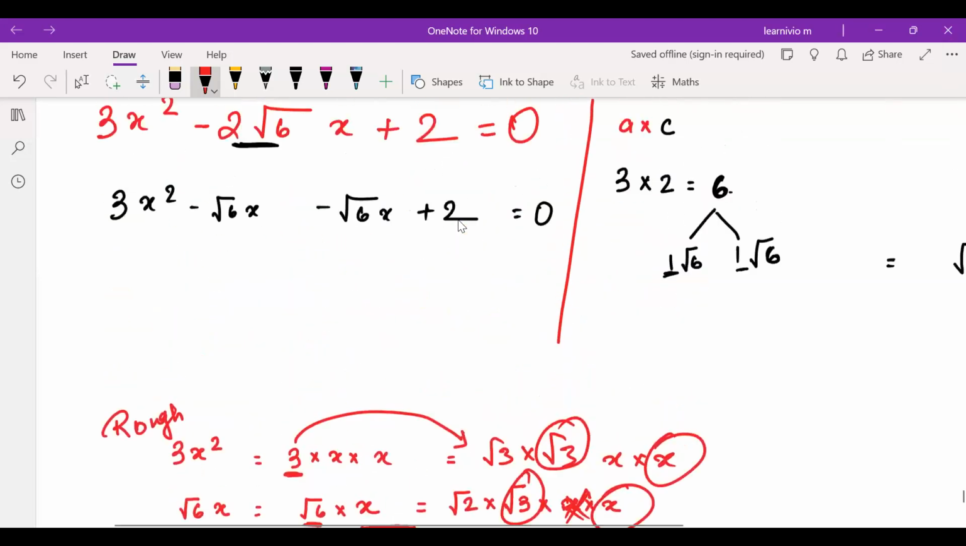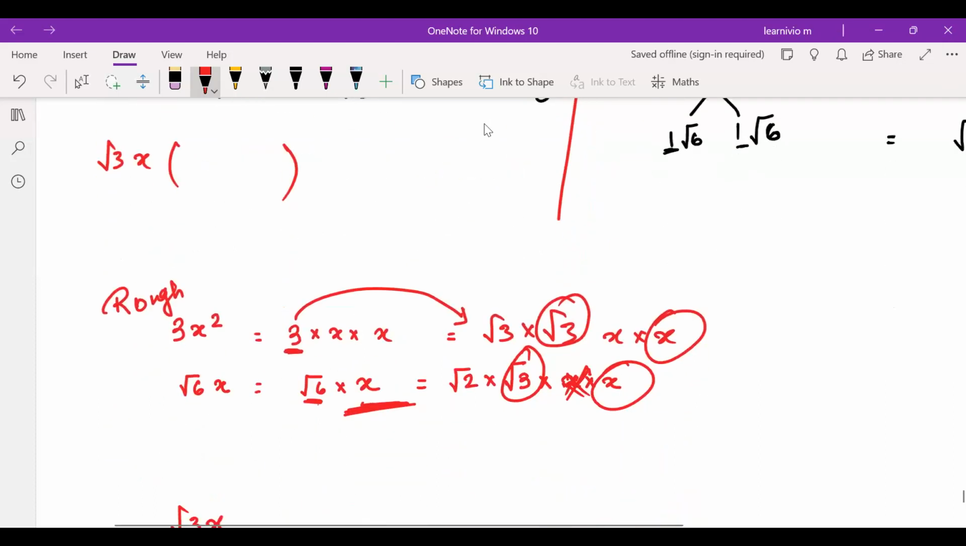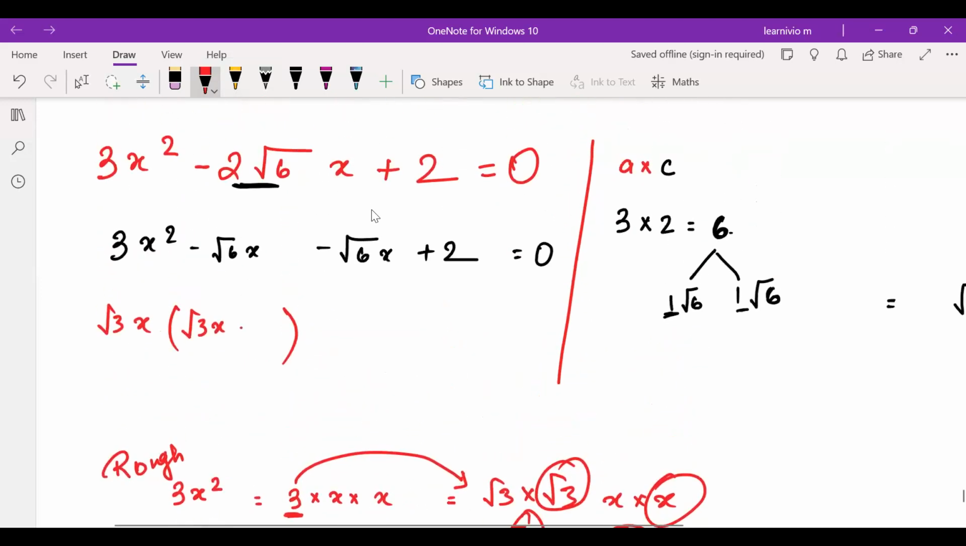Let's use it over here. Root 3x is common. And what is remaining? Tell me what is remaining from the first term. Root 3x into root 2, only root 2. Minus root 2, right? Similarly, we will be doing the next one also.